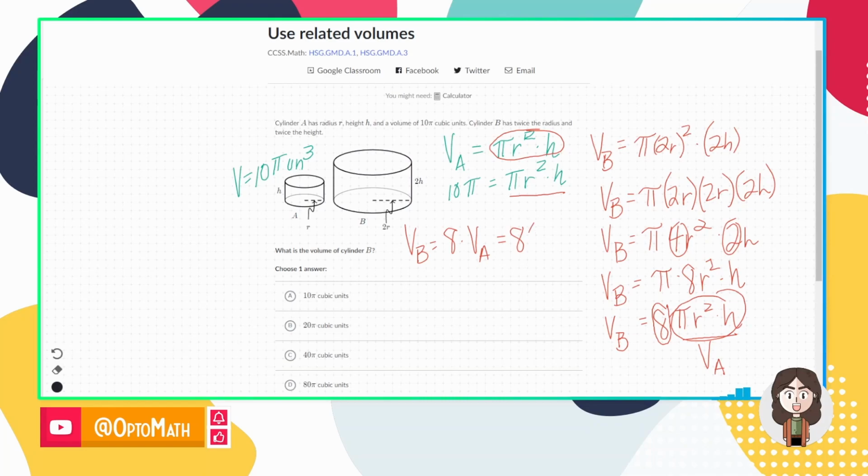Okay, so volume B is 8 times volume A. Substituting for volume A, which is 10 pi, we get 80 pi. And of course, that's cubic units. So D.